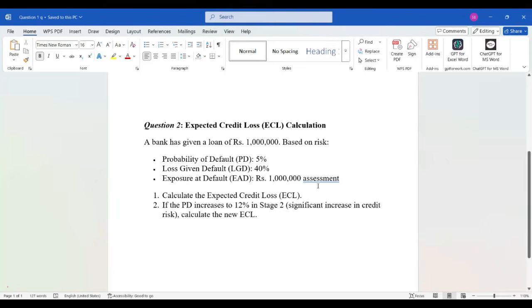So let's move to the second concept, that is expected credit loss. The expected credit loss, or the ECL model under SLFRS 9, says that banks must estimate possible future credit losses instead of waiting until they actually happen.